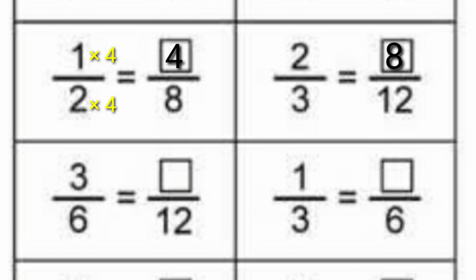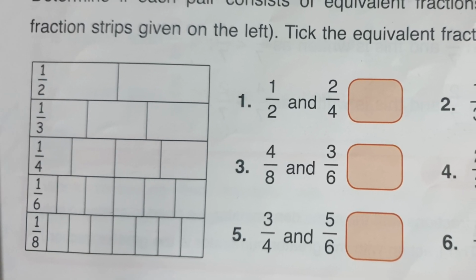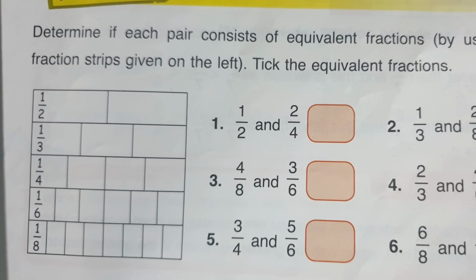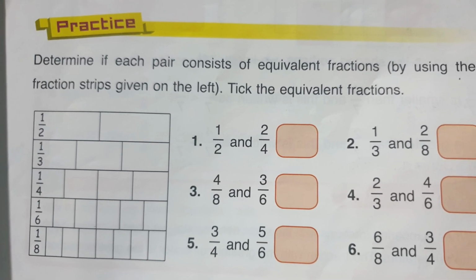6 times 2 equals 12. 3 times 2 equals 6. 3 times 2 equals 6. 1 times 2 equals 2. Now you know how to find the equivalent fractions using multiplication. Let's go back to our textbook.